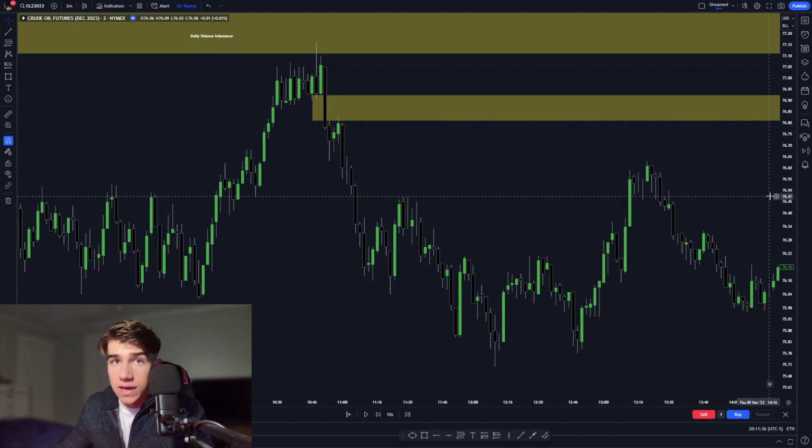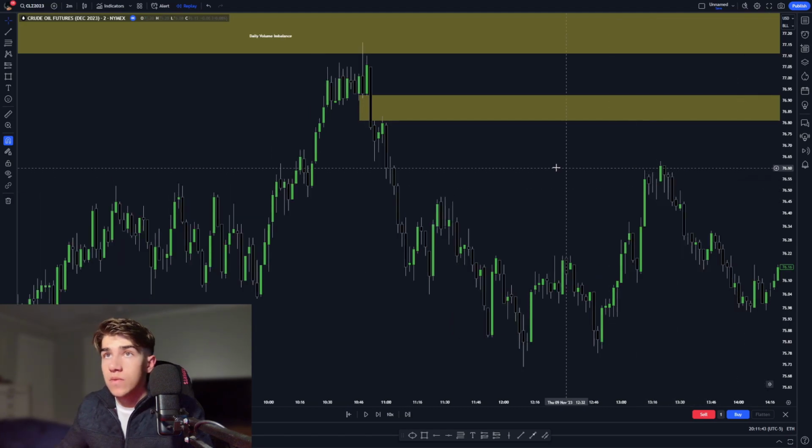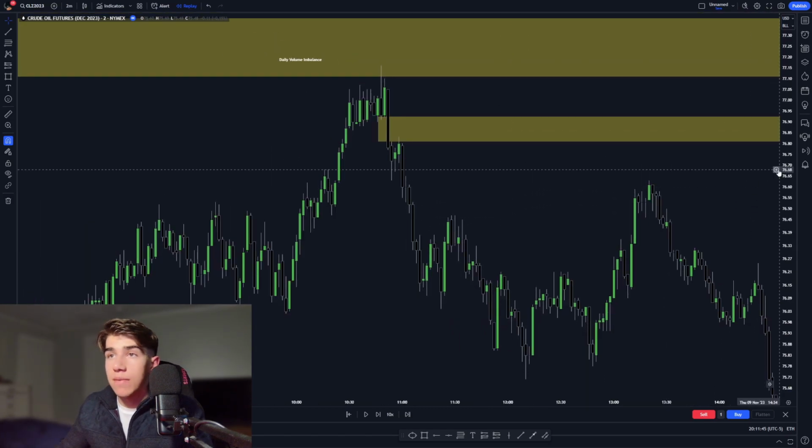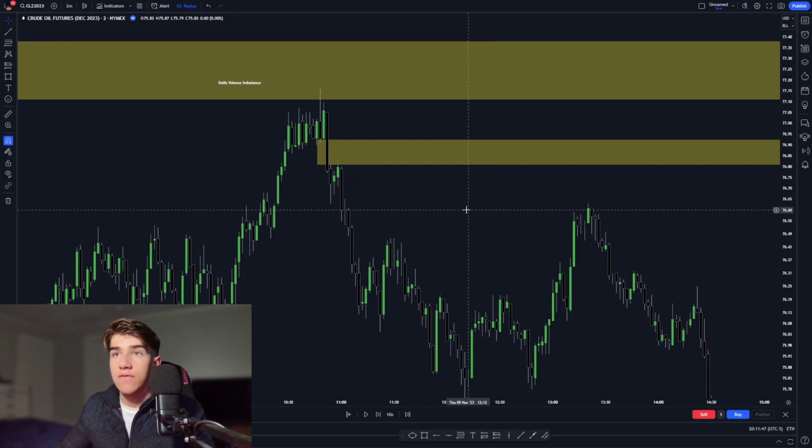I sometimes do that. If no inversion fair value gap appears, I will just trade a fair value gap or an order block, right? Or a breaker block, anything. But I like using the inversion fair value gap when that appears. That usually gives me a better RR, right?